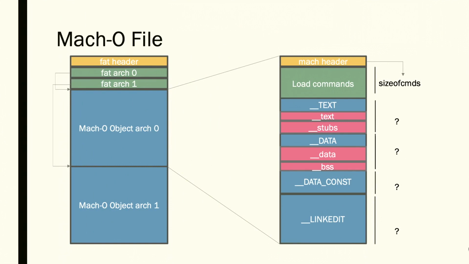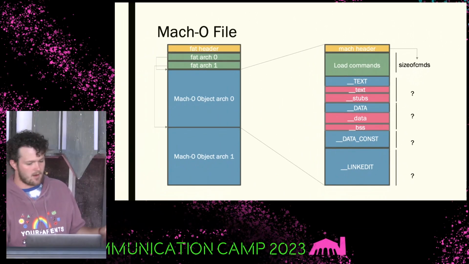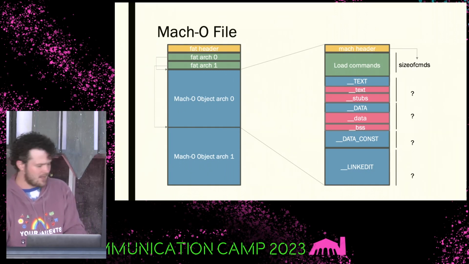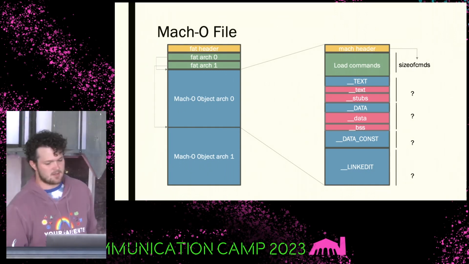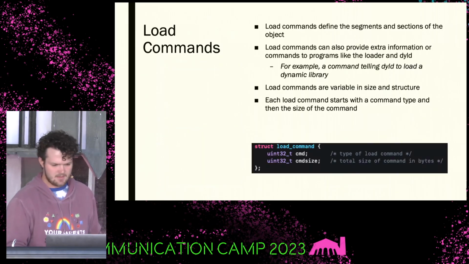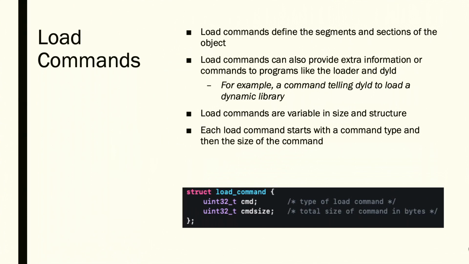Each individual object has these load commands, and we know that there are segments spread about somewhere, but we don't know where they are yet, how big they are, or what kind of memory protections they have. But we do know where these load commands are, and that's where we're going to find out all this extra information. A load command defines the various segments and sections, and also other things such as OS version and name and all types of stuff.